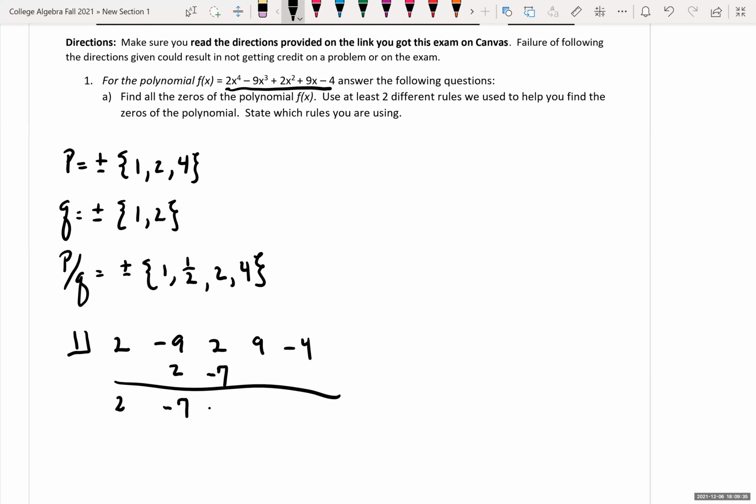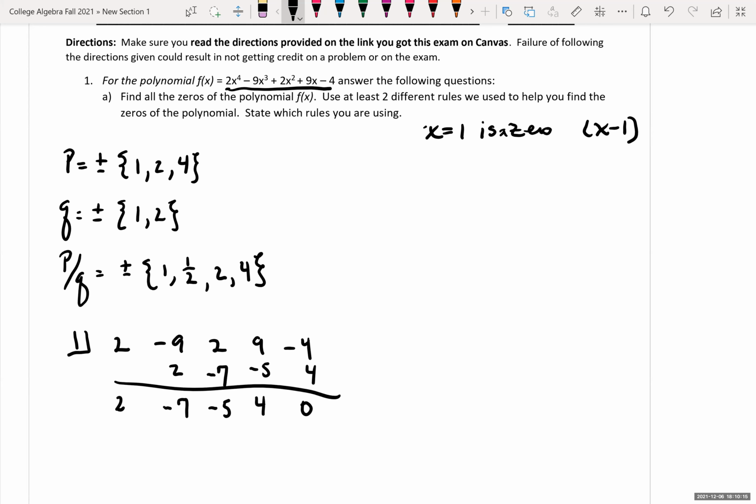2 minus 7 is -5. 1 times -5 is -5. 9 minus 5 is 4. 1 times 4 is 4, I'm sorry, it's +4, but adding that to -4 gives us our 0. So x equals 1 is a 0. Some of you are putting that x plus 1 was the factor. And that's not the factor, it is x minus 1 is the factor when x equals 1 is the 0.